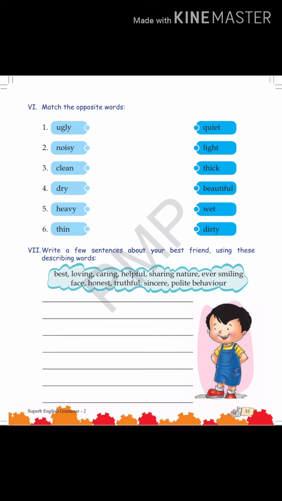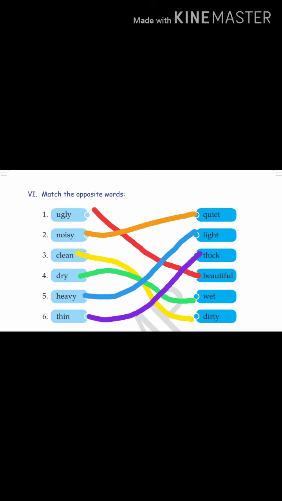Now, the sixth part is match the opposite words. Now, let's match. Opposite of ugly is beautiful. Noisy. Opposite is quiet. Opposite of clean is dirty. Opposite of dry is wet. Opposite of heavy is light. And the last one, opposite of thin is thick. Okay.